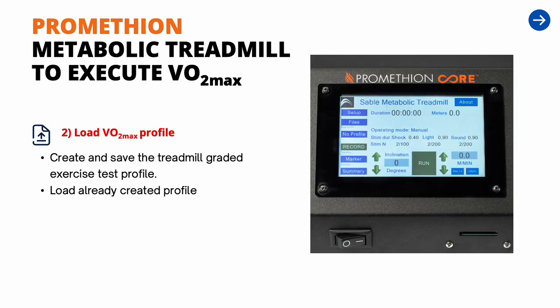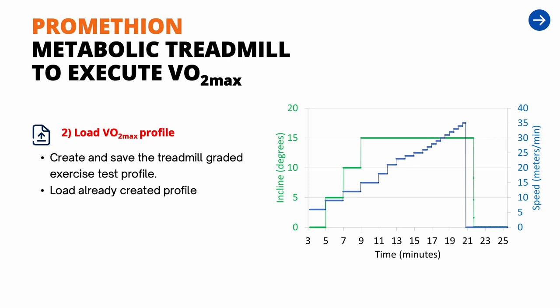For simplicity, the graded exercise test is created in a spreadsheet program such as Excel and transferred by an SD card to the treadmill control box. The profile may be reused to ensure consistency between runs. Concurrently, Promethion Core is set up to obtain VCO2 and VO2 measurements. Note Promethion enables baseline measurements before and after the duration of the test for a complete dataset.